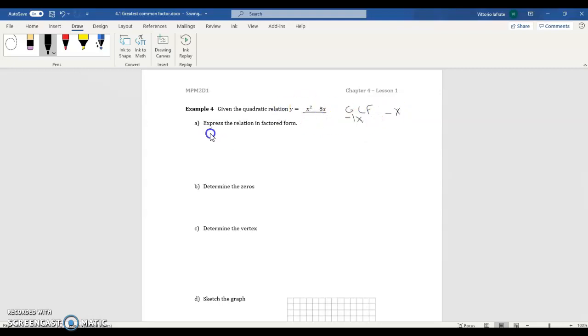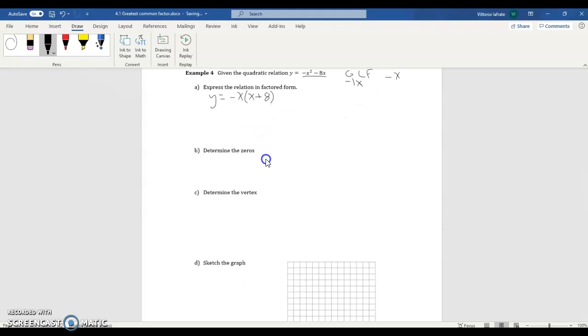And so I'm going to write this as y is equal to -x. I take -x out, so -x squared divided by -x is simply going to be x. And then minus 8x divided by -x is going to be plus 8. And so now that we have this written in the factored form, we can go and figure out what the zeros are going to be. Meaning, where's the parabola going to hit the x-axis?